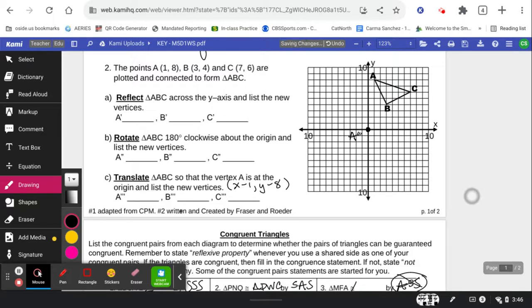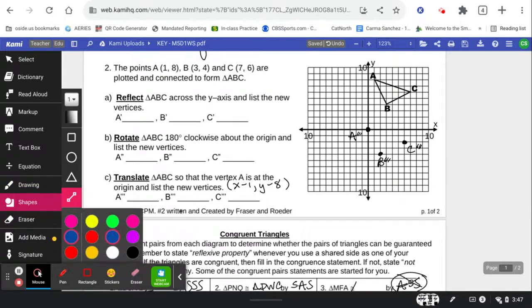B is going to go down 8 and back 1. And C is going to go down 8 and back 1. Grab your straight edge and connect those dots. A rigid transformation should create a triangle of the same shape and size as your original. Make sure you have all your labels.